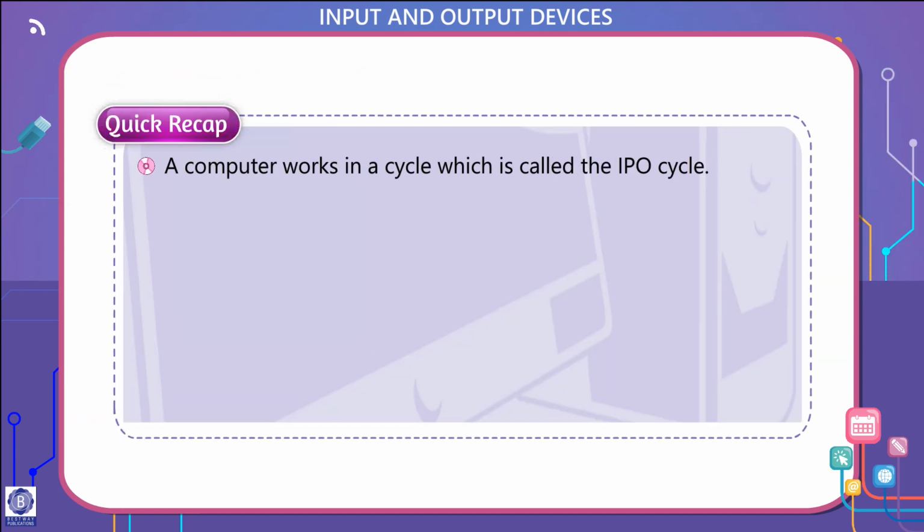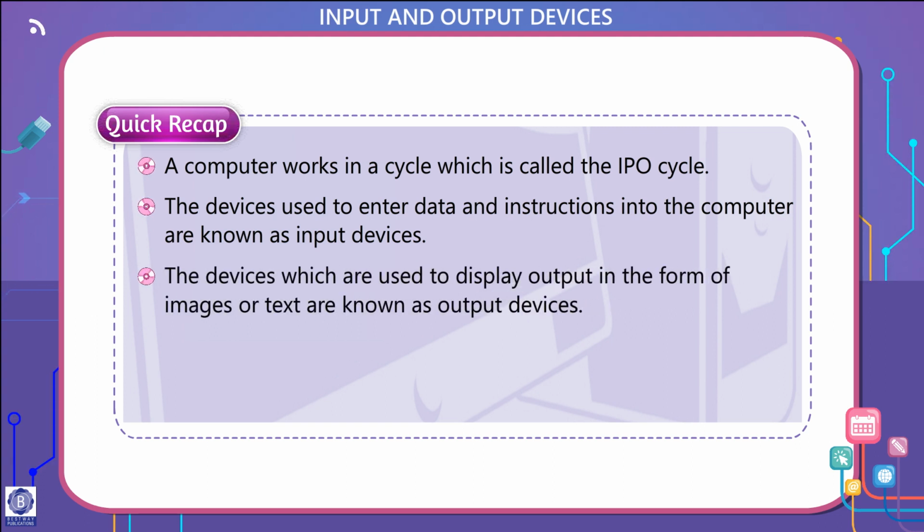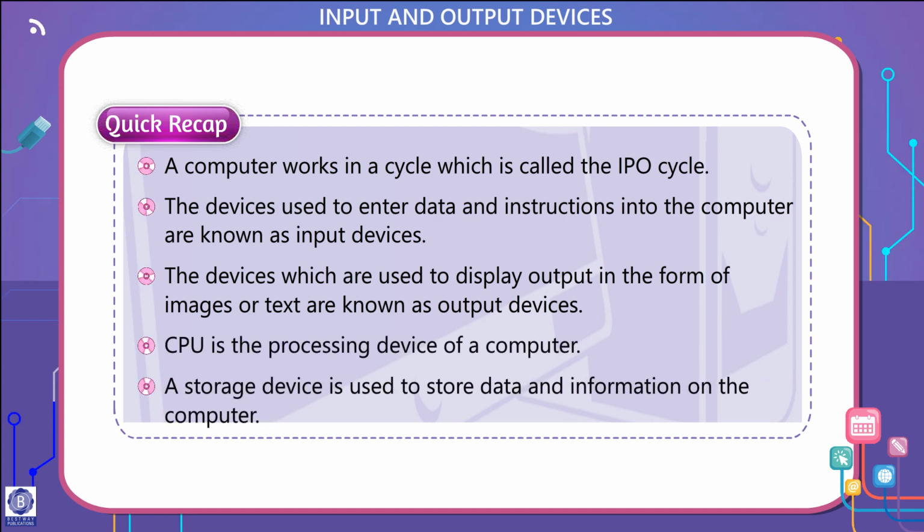Quick recap. A computer works in a cycle which is called the IPO cycle. The devices used to enter data and instructions into the computer are known as input devices. The devices which are used to display output in the form of images or text are known as output devices. CPU is the processing device of a computer. A storage device is used to store data and information on the computer.